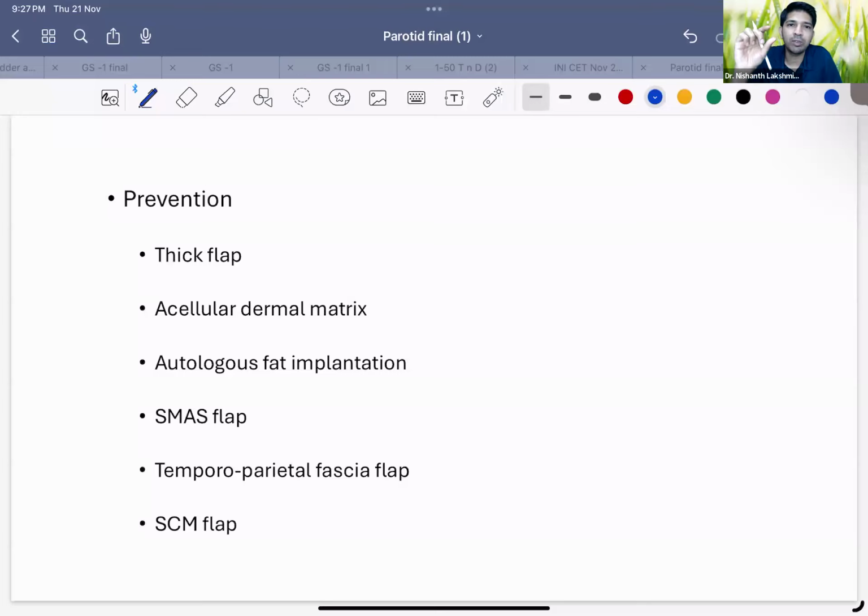Now, to prevent it, I told you one of the ways is to raise a thick flap. Thick flap means it's between what two layers? This is what we discussed in anatomy. Vinod, thick flap means what is the anatomical layer in which you're going to go? Between the fascia and the dermis, subcutaneous tissue. There is subcutaneous tissue in the face. I mean superficial. SMAS. Yes. Between the parotid fascia and the SMAS, the superficial musculo-aponeurotic system.